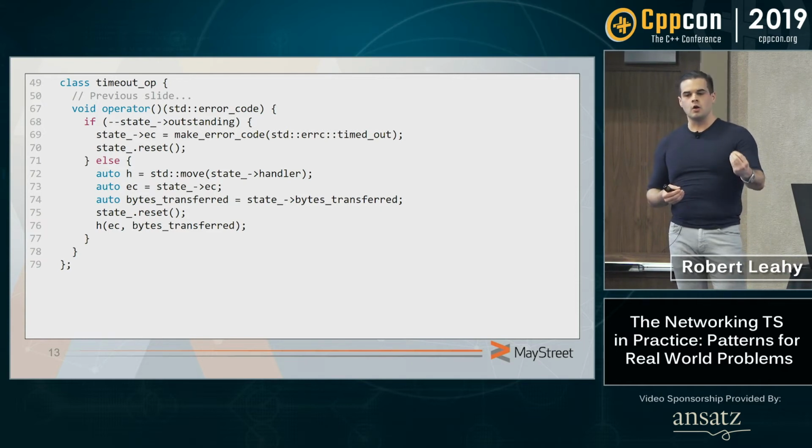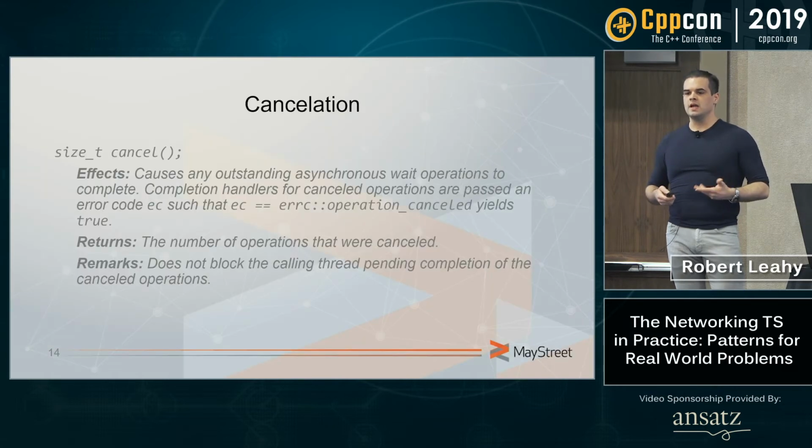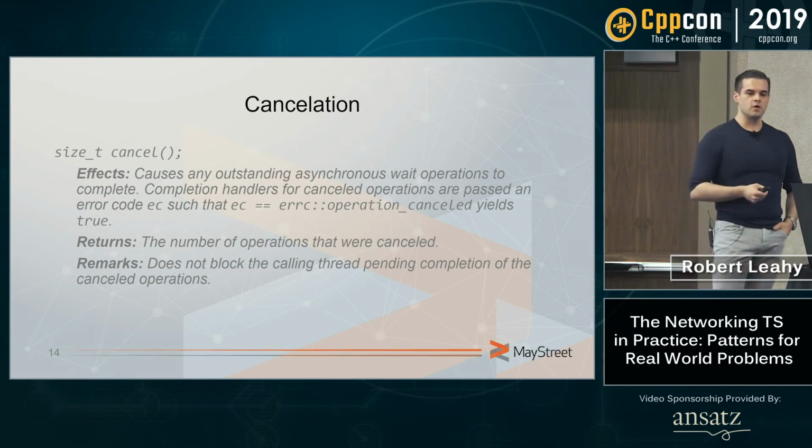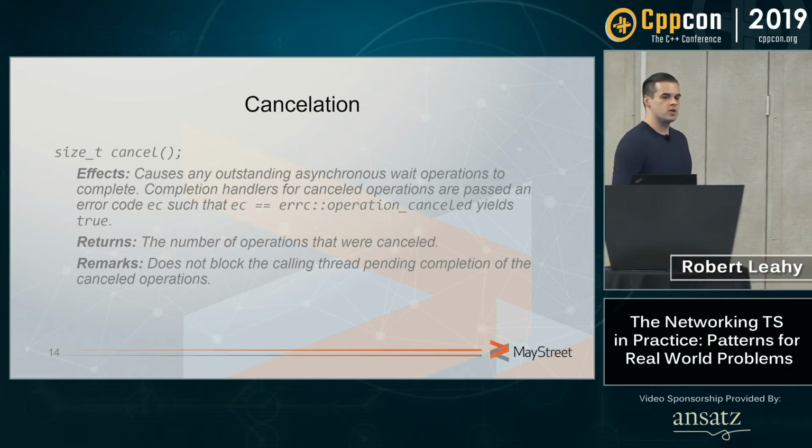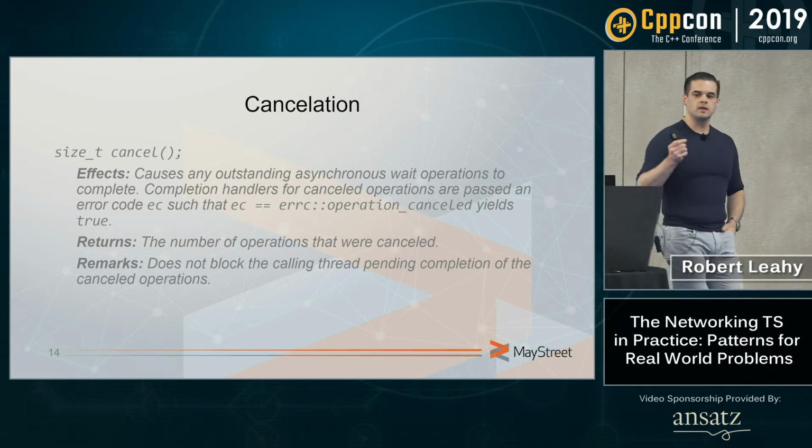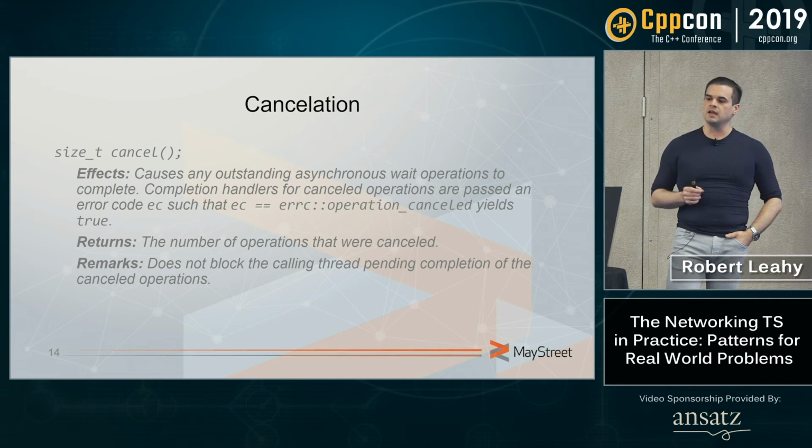We need to be able to tell our write, I don't need you anymore because you timed out. And we need a way to tell our wait operation, I don't need you anymore because the write is already done. What we need is a way to cancel asynchronous operations. Fortunately, the networking TS provides exactly such a member function on each and every one of its I/O objects. It takes no arguments, you invoke it, and if that I/O object has any outstanding asynchronous operations, they end immediately. They end immediately with an error code which you can use to disambiguate cancellation from actual failure and actual success.